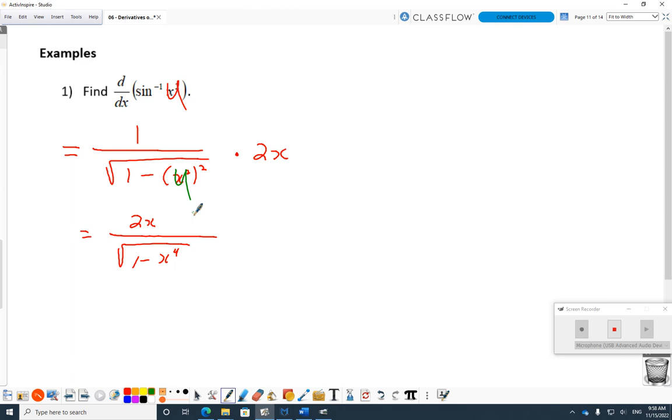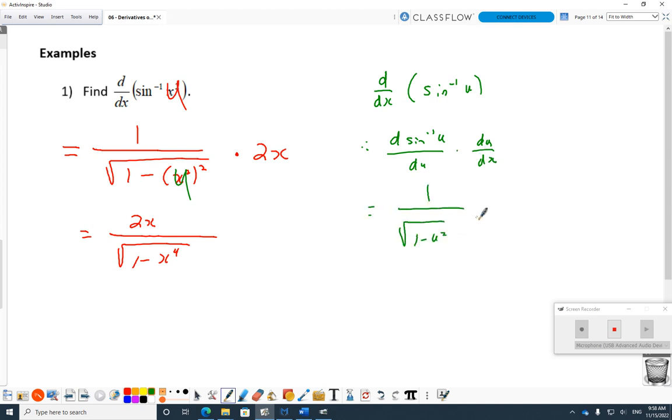So that's another way to think about that, is to handle this question by going, oh, this is really confusing. So I'm going to do d by dx of sine inverse of u. And to do that, I do d sine inverse of u by du, then times du by dx. So I get 1 over square root of 1 minus u squared times du dx, which is 2x. And then I sub it back in.